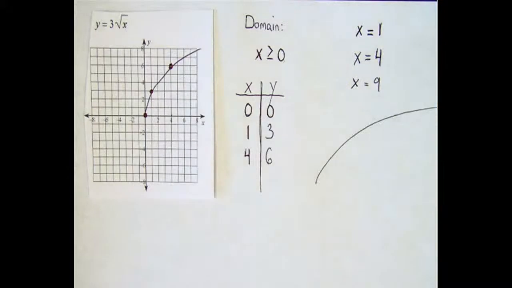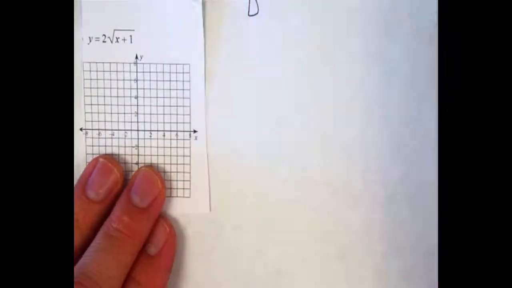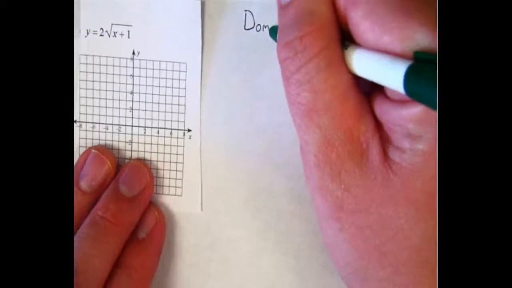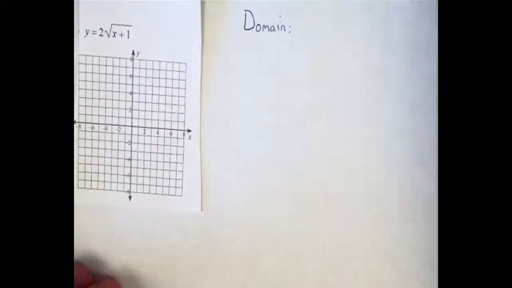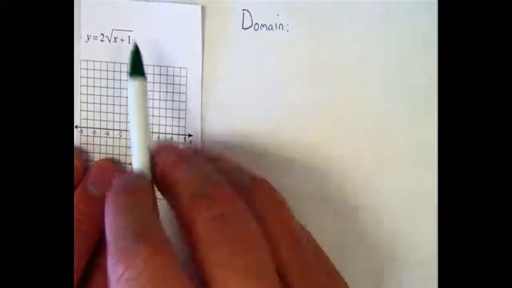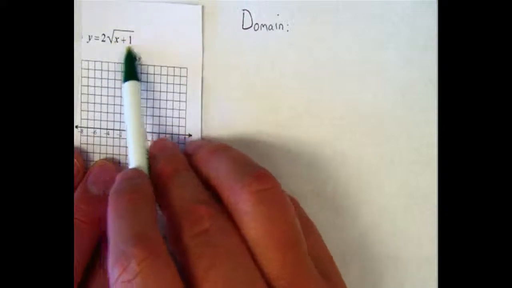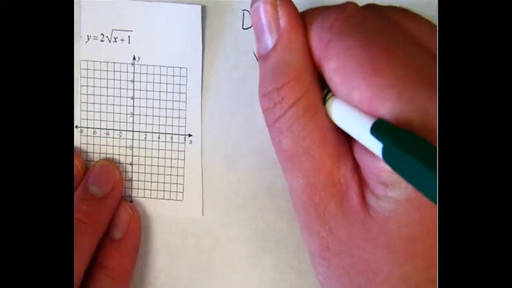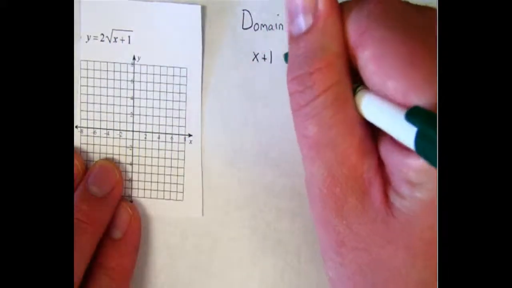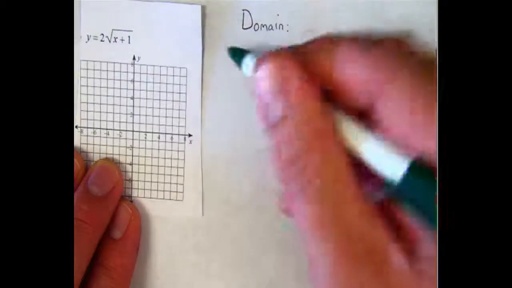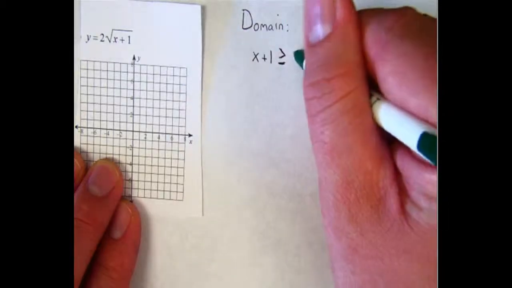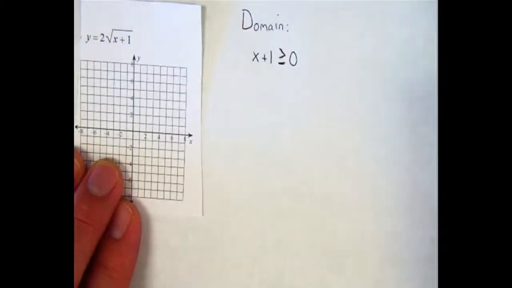Now let's take a look at another one that's going to be slightly more complicated than that and see what we can make of it. As before, the first step in this problem is to determine the domain of the function. And to do that, I want to take the part that's underneath the radical. So in this case, I have x plus 1, and I need to say that that has to be non-negative. That is, it has to be greater than or equal to 0.